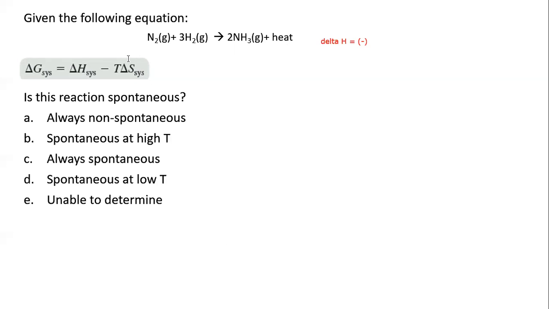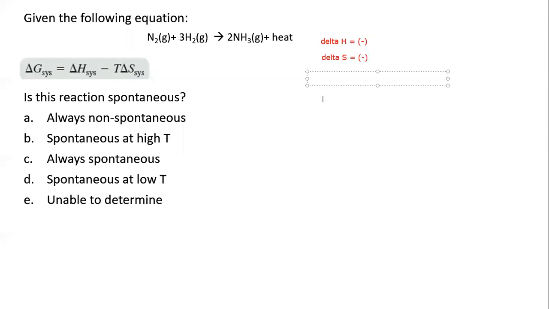Now we've got to get some information about delta S. So is it going to be positive or negative? Here, if you notice on the reactant side, we have 4 moles of gas. On the product side, we have 2 moles of gas. So the number of moles of gas decreased going from reactants to products. Therefore, this would be a negative delta S because we're decreasing the moles of gas. Therefore, it's becoming more ordered.